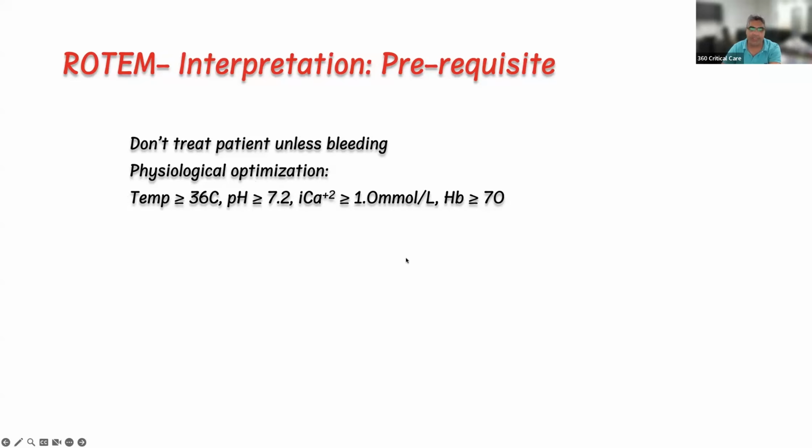very dependent on these, and it is measured at a normal condition where the temperature is body temperature, pH is normal, calcium is normal, and hemoglobin is normal. So you have to ensure that the patient is normothermic, pH is more than 7.2, normal ionized calcium, and preferably hemoglobin of 70. And then only you send the sample for a ROTEM, because all these are determining factors of coagulation and will affect the result of coagulation, but you will not be able to assess them through ROTEM.